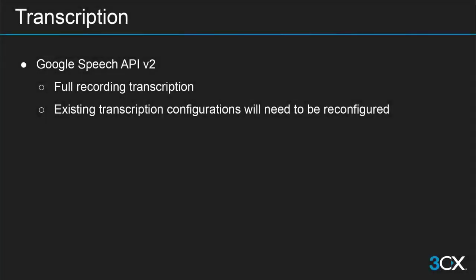The transcription of voicemails and recordings has also been available in 3CX. There have been improvements made. Google will be deprecating their version 1 of the Google Speech API and moving to version 2. Version 20 does utilize Google Speech API version 2, and the added improvement that we have added to this as well is that the recordings no longer just transcribe the first minute of the recording, but they can do the entire recording as well. If you do have any transcription configurations already configured, you will need to redo them.